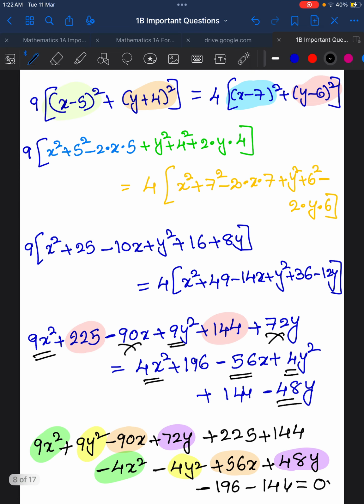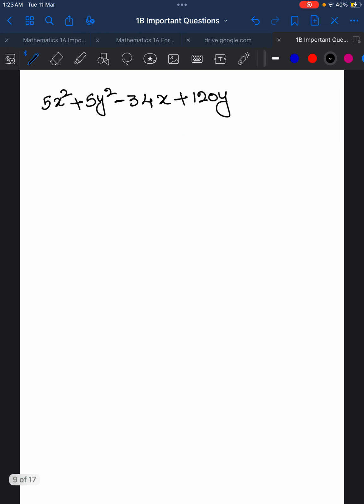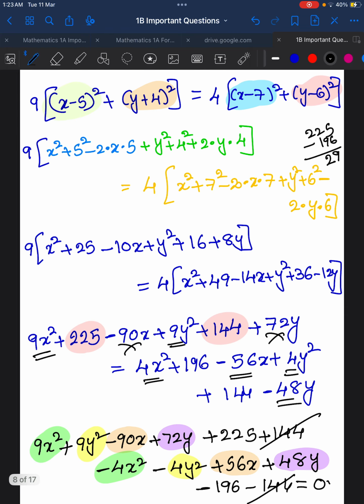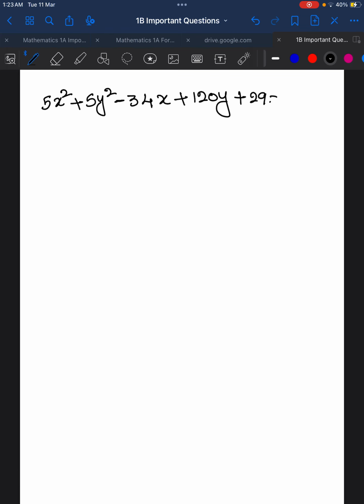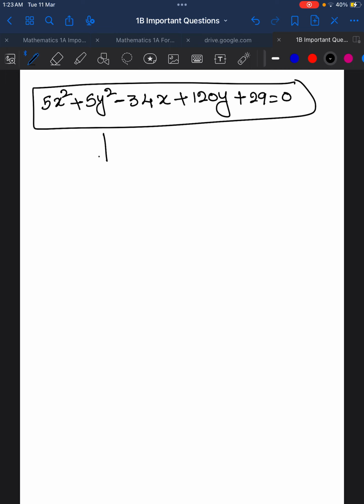Next, numbers. 144 minus 144 plus 144 will get cancelled. So 225 minus 196 we are left with. Okay. So what is the answer? 29. This is plus 29. We got plus 29 is equal to 0. This is the answer. This is the required equation of locus, the answer for this sum.